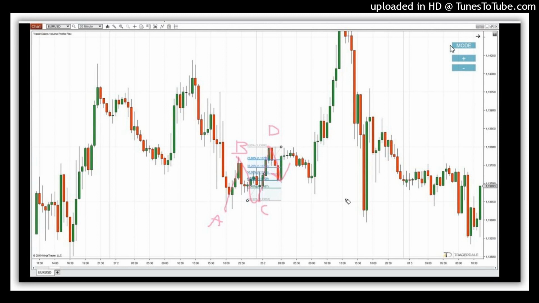In here, heaviest volumes being here. And let's say that you are looking for some confirmation of this level, alright? So let's have a look if we can find the ABCD confirmation in here.